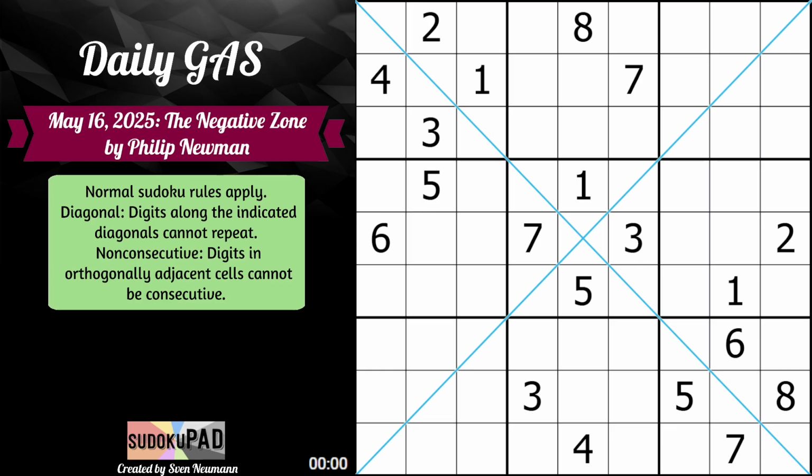Normal Sudoku rules apply. Diagonal, digits along the indicated diagonals cannot repeat. Non-consecutive, digits in orthogonally adjacent cells cannot be consecutive. So what does that mean? Well, it means that Philip really likes X's. We got our X the other day, but this one has a twist.